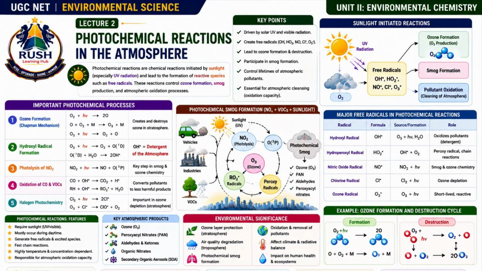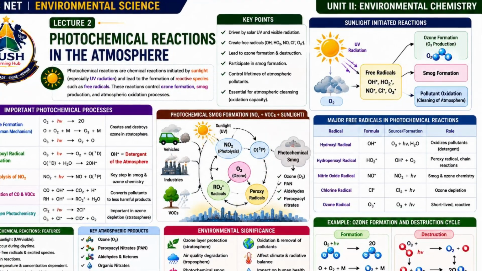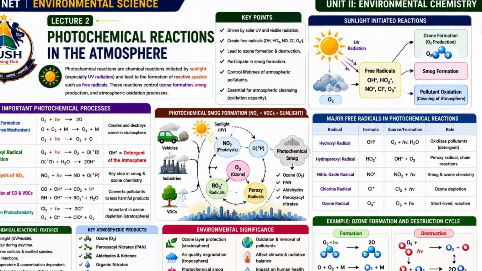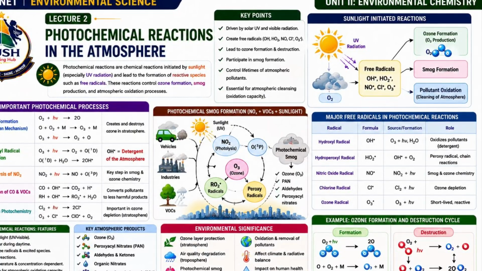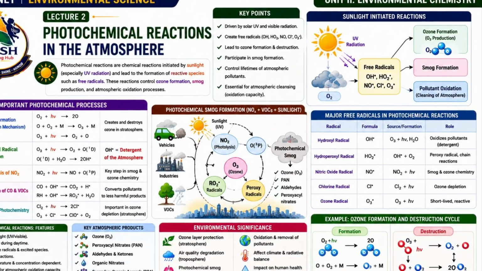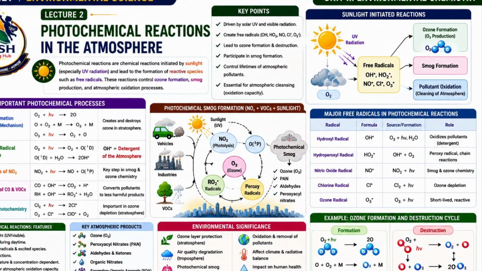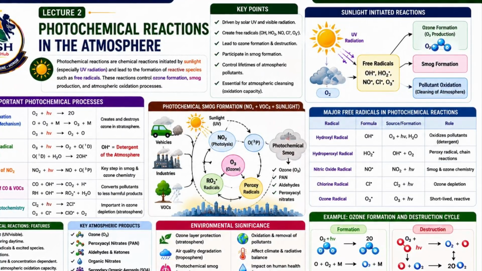Photochemical reactions control both the formation and destruction of ozone. The second significance is atmospheric self-cleansing. Hydroxyl radicals generated through photochemical processes oxidize and remove pollutants. The third significance is photochemical smog formation. Urban air pollution problems are largely driven by photochemical reactions.